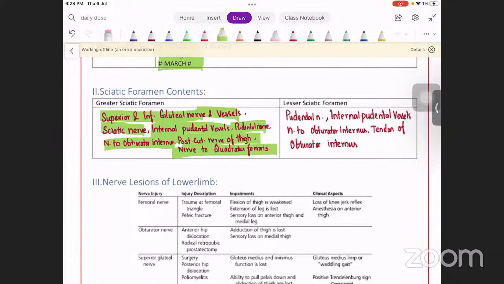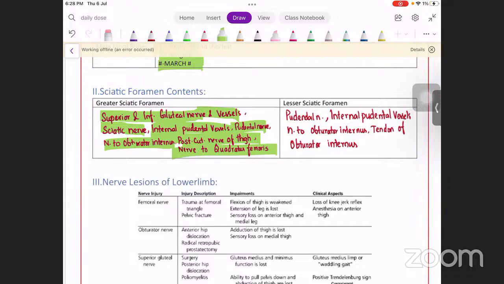For example, what are the contents of your greater sciatic foramen? One is your superior and inferior gluteal nerve and vessels, sciatic nerve, pudendal vessel, pudendal nerve, and nerve to obturator internus, posterior cutaneous nerve of thigh, and nerve to quadratus femoris.